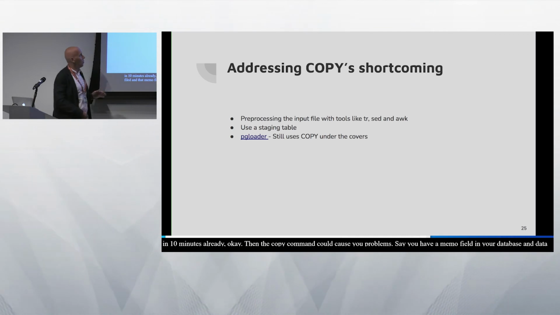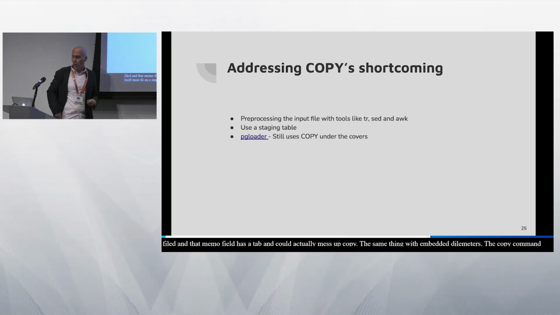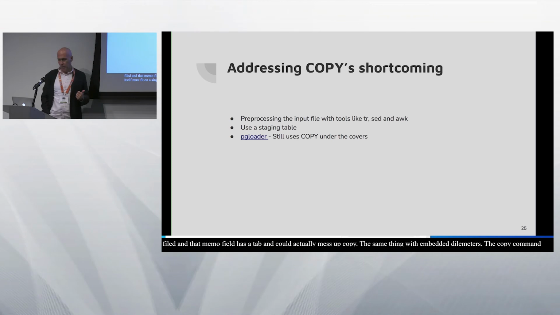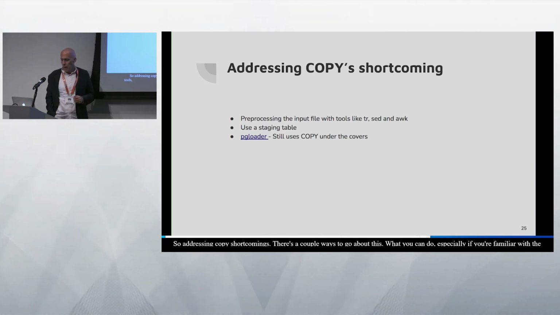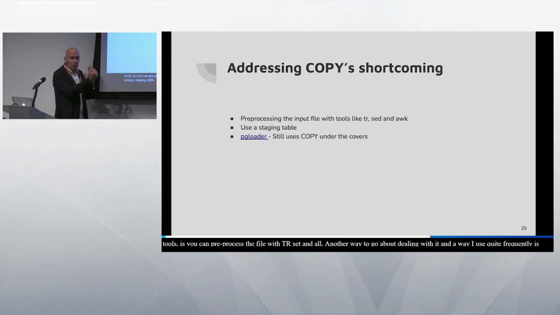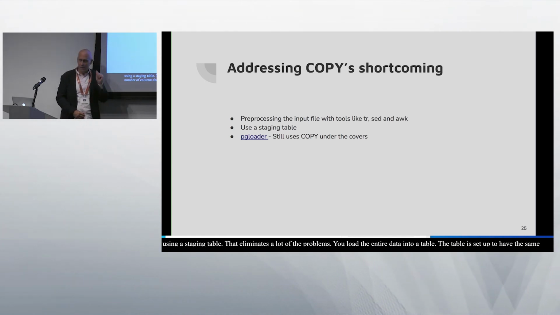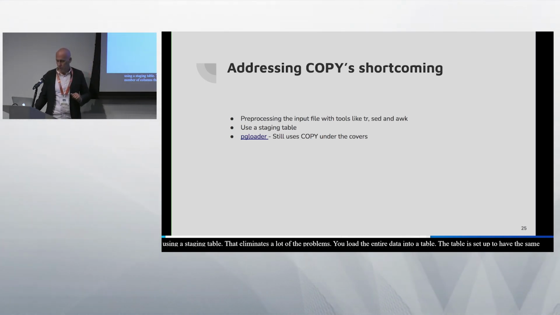So addressing copy shortcomings, there's a couple of ways to go about this. Often what you can do, especially if you're familiar with these tools, is pre-process the file with command line tools like tr, sed, and awk. Another way, and a way that I use quite frequently, is using a staging table. That eliminates a lot of the problems. You load the entire data into a table. The table is set up to have the same number of columns that's in the CSV file. All the fields are text fields, right? You very rarely will get errors in that case. It works out really well, and you could do a whole talk on staging tables.